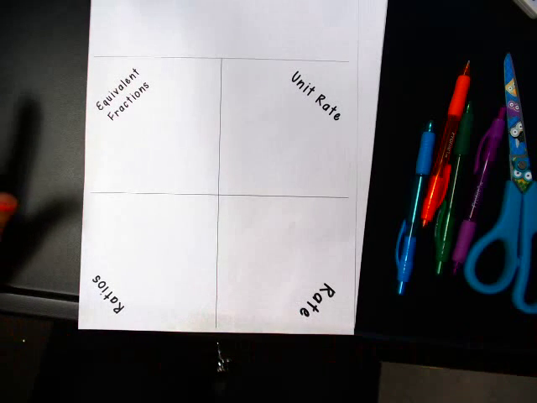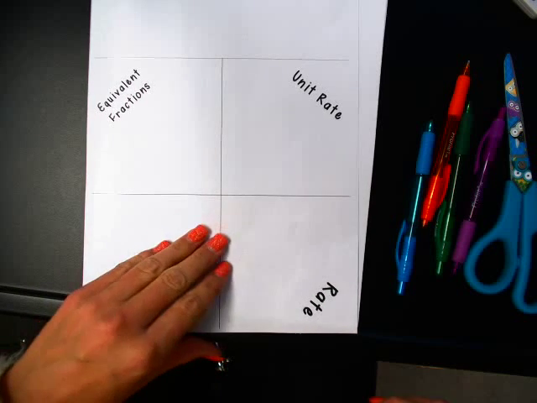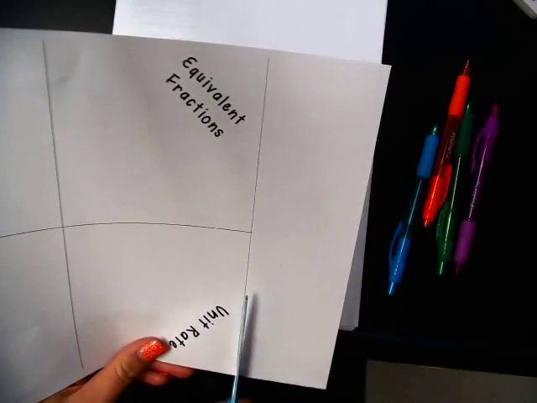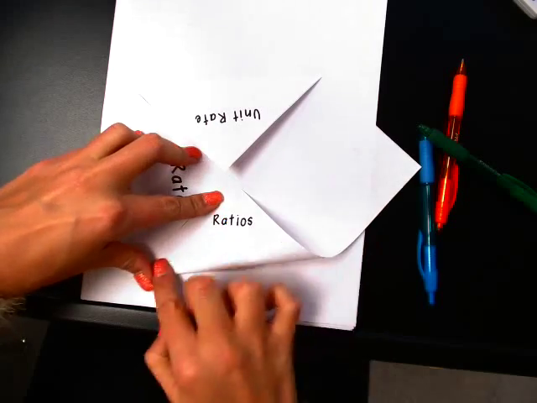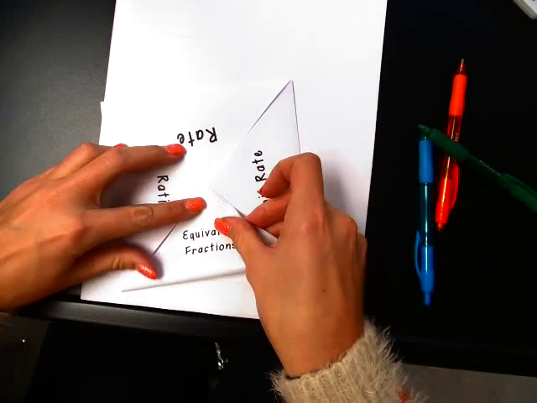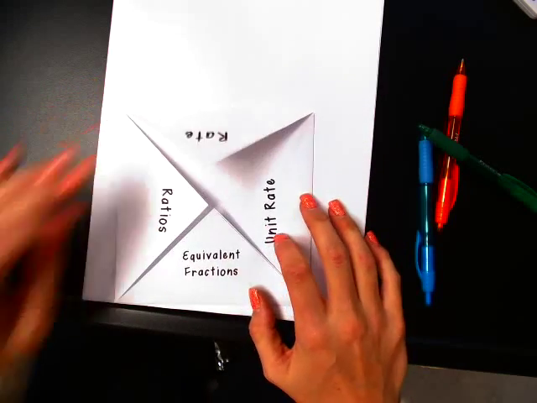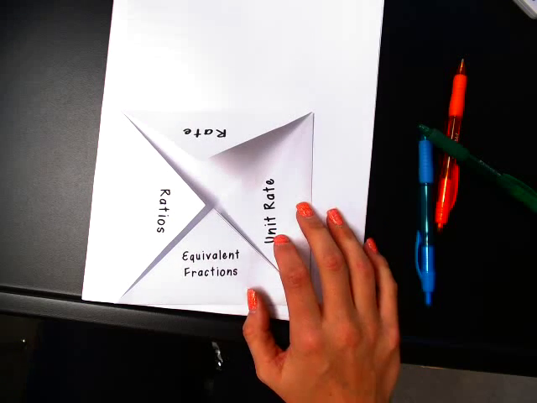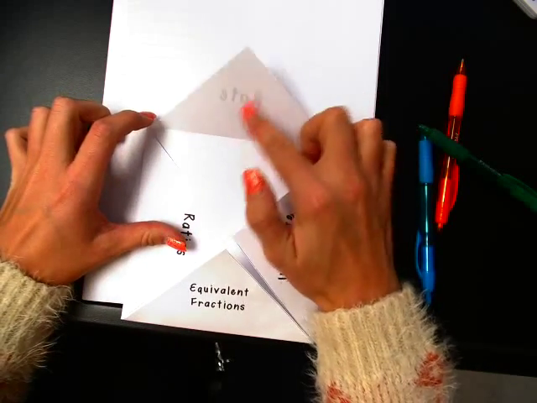Okay, class. This is our unit rate, proportions, ratios foldable. What you need to do is cut on this dotted line out here. Then you've got a nice little square, and all you're going to do is fold in each piece like this. Just like this. Okay? So we've got that, and we're going to have 4 little flaps.